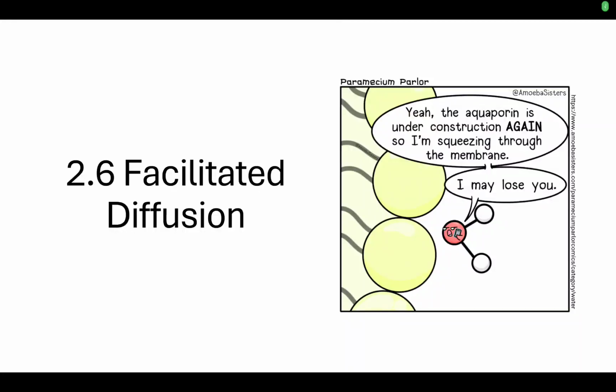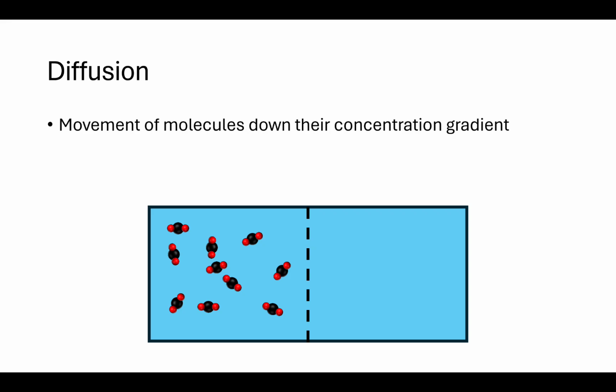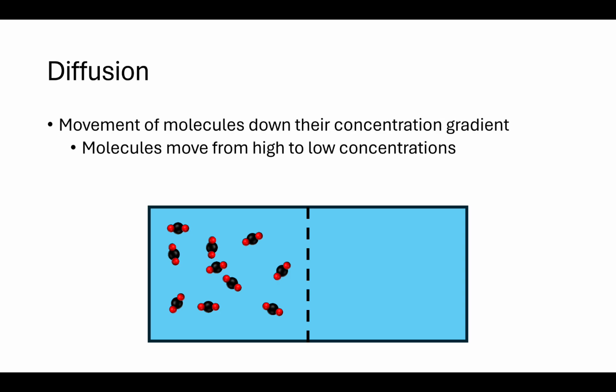All right, guys, this is going to be one of the shortest videos ever, I think. We're going to talk about facilitated diffusion. And so, diffusion, just because we haven't clarified it yet, is the movement of molecules down their concentration gradient. What that means is that they are moving from a high concentration to a low concentration. So kind of like what you're seeing happening here.